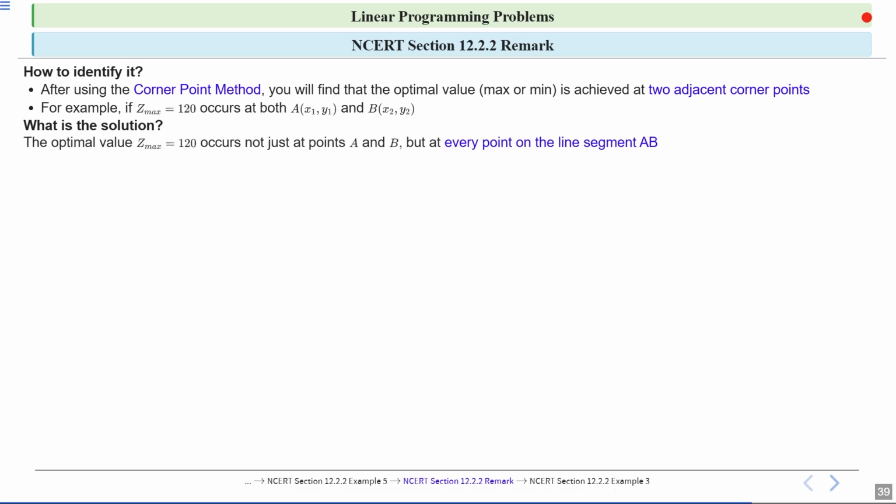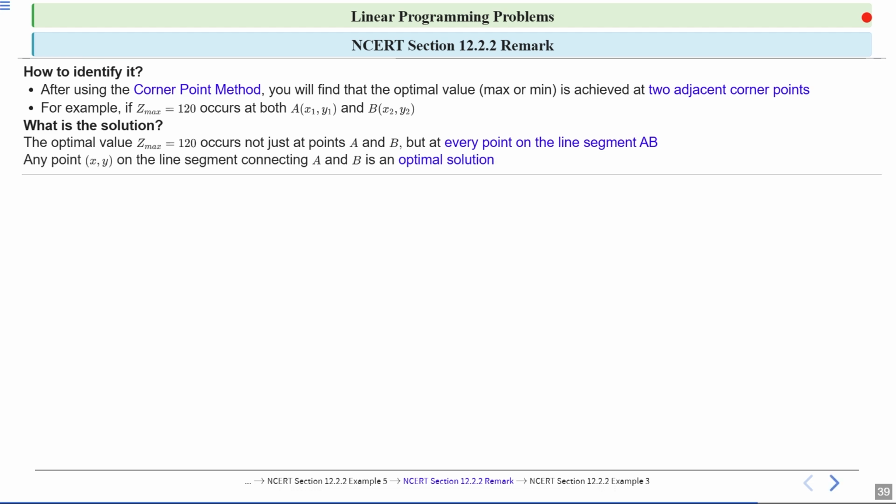The optimal value z max equals 120 occurs not just at points A and B, but at every point on the line segment AB. So any point (x, y) on the line segment between A and B is an optimal solution.